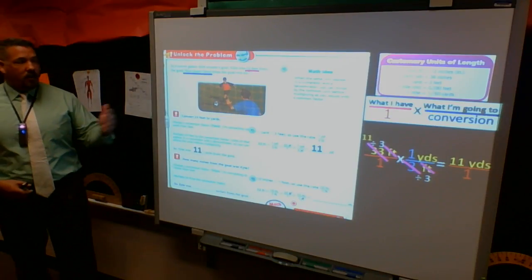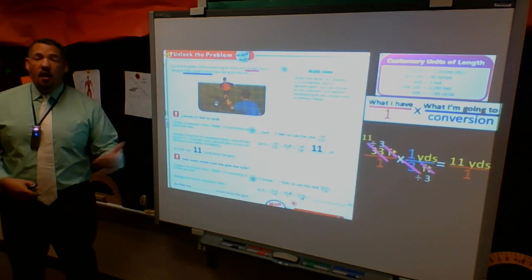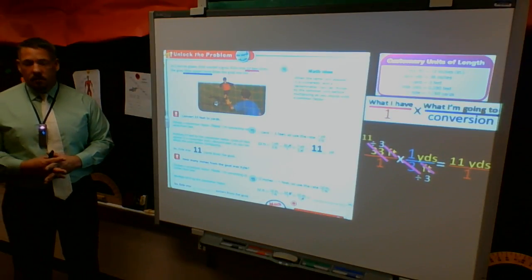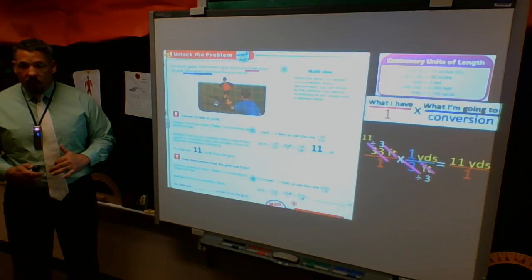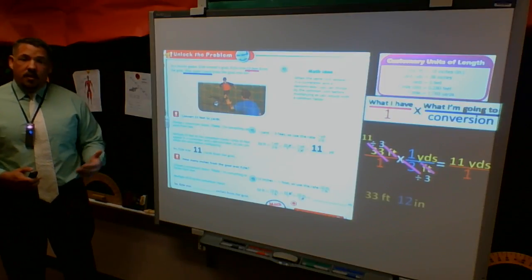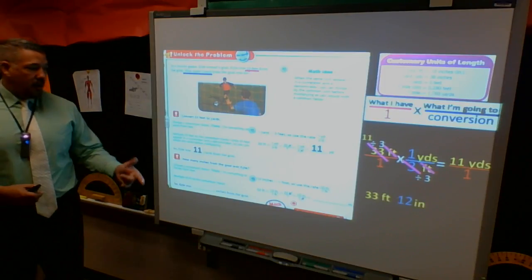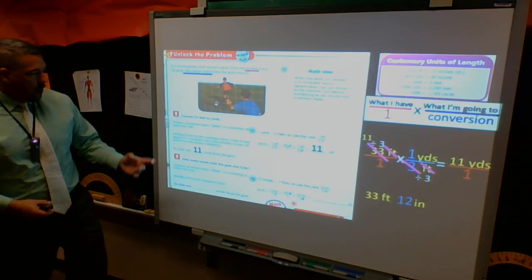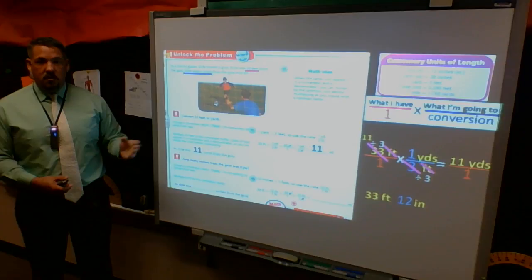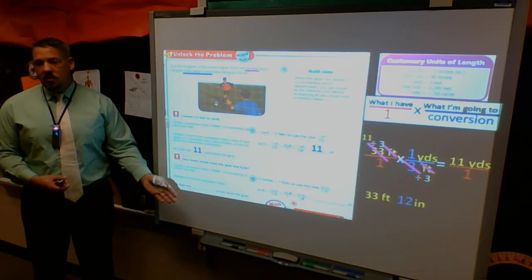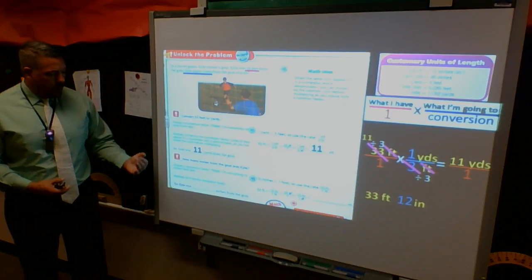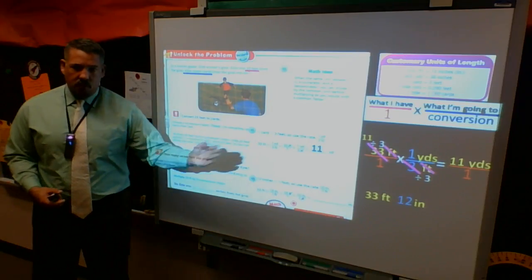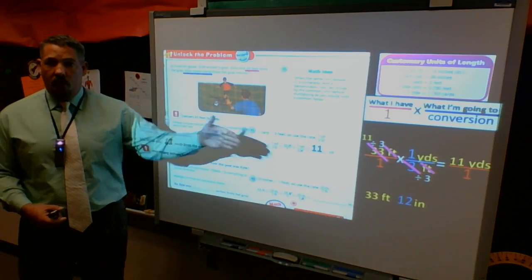I know that 33 feet, he was actually 11 yards, if I want to know how far he was in yards. With the same idea, but we're going to change it into the next measurement. The next measurement we look at is going to change it into inches. Well, if he was 33 feet, he was 11 yards. How many inches was that? So I'm going to start with what I have, 33 feet.